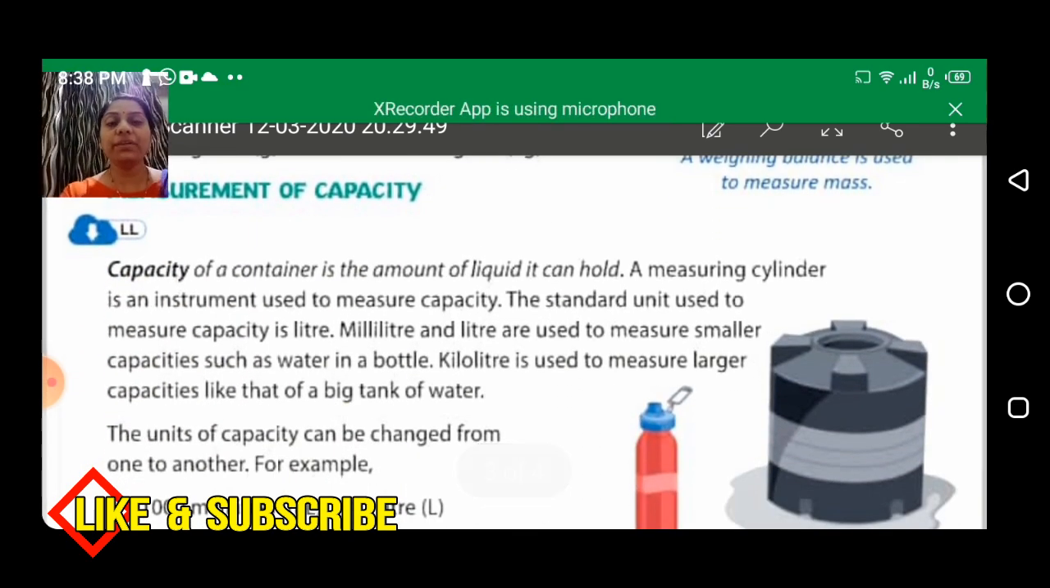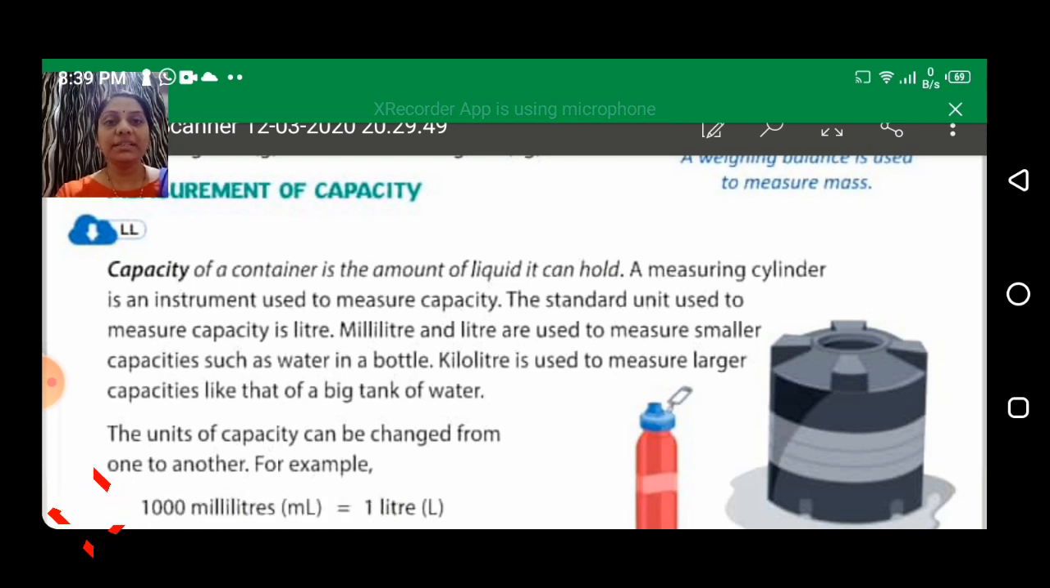Now measurement of capacity. Capacity of a container is the amount of liquid it can hold. So whenever you are going to buy a water bottle, first of all, the shopkeeper will tell you how much capacity you want in a water bottle, 500 ml, 750 ml or 1 liter. So we will buy as per our requirement. A measuring cylinder is an instrument used to measure capacity. You have seen that the milkman measures milk using a measuring cylinder.